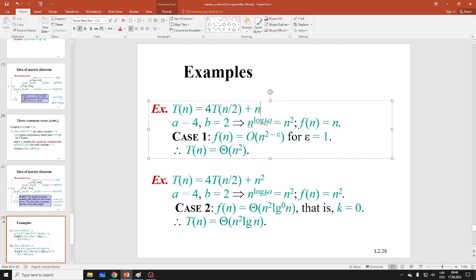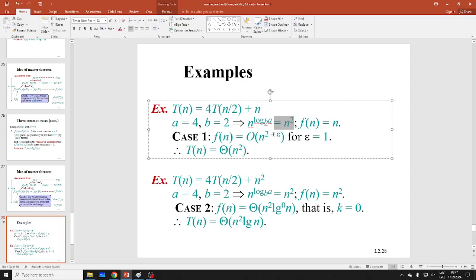So a is 4, this is a. b is 2, right? b is over 2. So first of all, you have to check, are they both over 1? Yes, they are. Then you calculate. So n^(log_b a) is how much? b is 2, a is 4. Log base 2 of 4 is, of course, 2, right? So n squared, and we compare this with this, right?